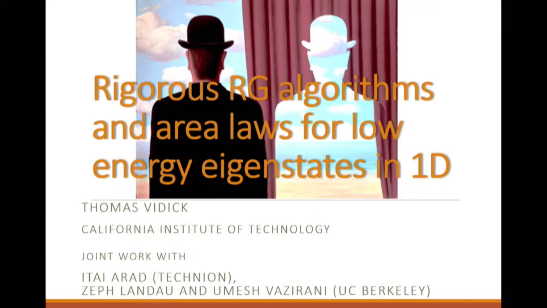All right. So this is joint work with Itai Arad, who was at CQT in Singapore when we performed the work, but he just recently moved to the Technion, and Zef Landau and Umesh Vazirani. So I'm going to tell you about a classical algorithm that, given as input a local Hamiltonian in one dimension, finds a representation for the ground state, or more generally, the low-lying eigenstates of that Hamiltonian.